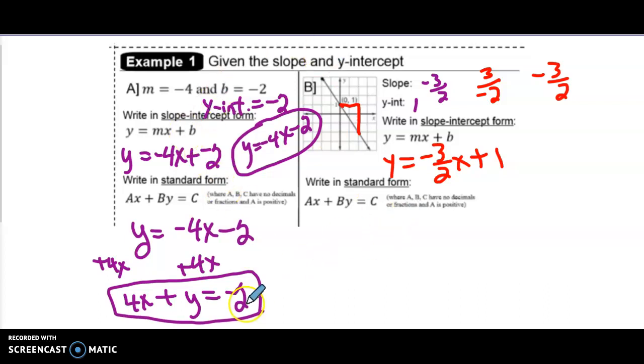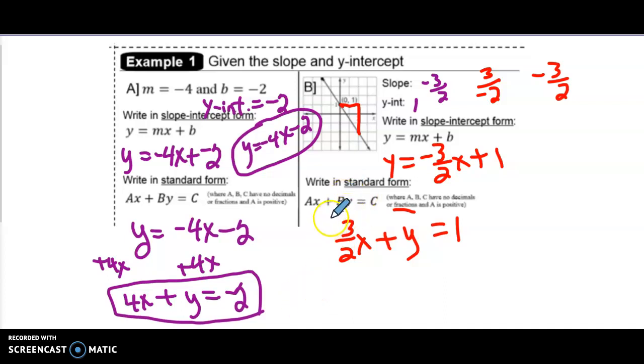So when they show me a line, I can write you the equation. And again, to get it in standard form, I'm simply going to move my -3/2 x. I'm going to add it to the other side so that I have my x term and my y term over here on the left equal to a number. Whoops, I have a fraction. Not allowed to have fractions in standard form.